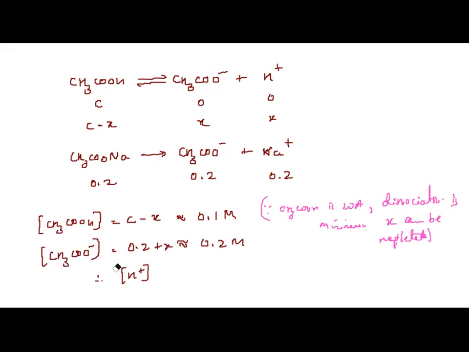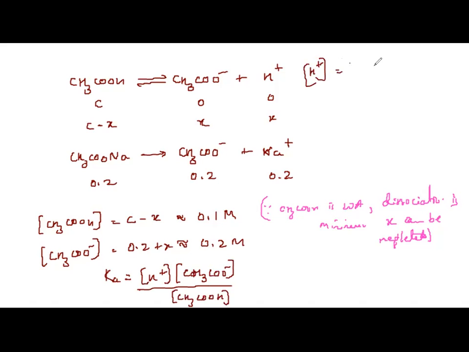Now let us calculate H plus ion concentration. First you write Ka, the dissociation constant of an acid. Ka is equal to concentration of H plus ion into concentration of CH3COO minus ion divided by CH3COOH. Correct? Now if I want to find H plus ion concentration, I will take Ka into CH3COOH divided by CH3COO minus. Is that right?